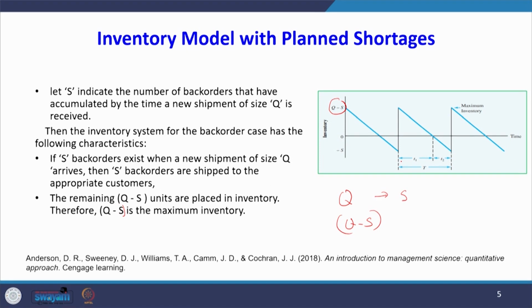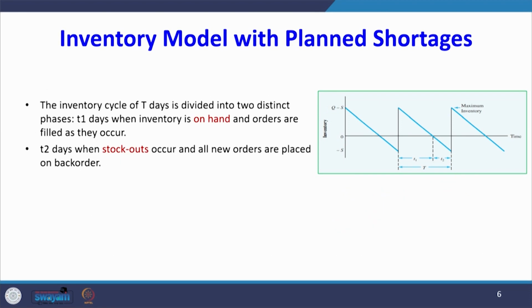So, during the small T1, during this period there is a shortage. So, total cycle time is the combination of T1 plus T2. T1 is where there is no shortage, T2 is where there is a shortage. So, Q minus S is the maximum inventory. The inventory cycle of T days is divided into two distinct phases.